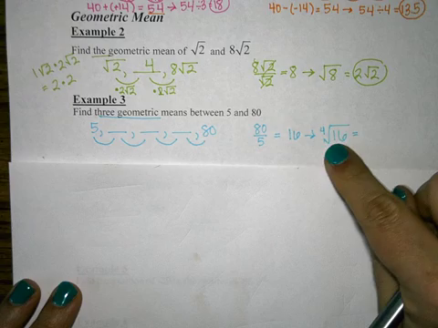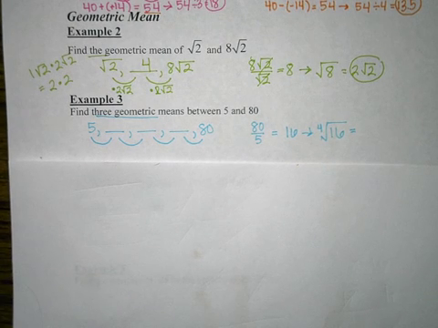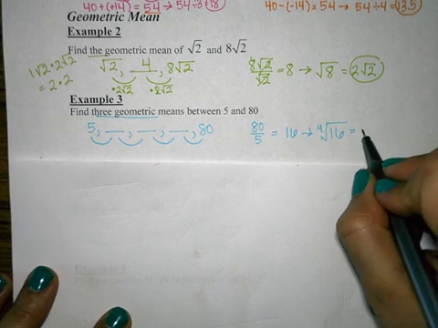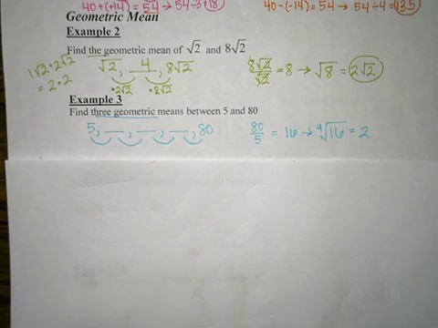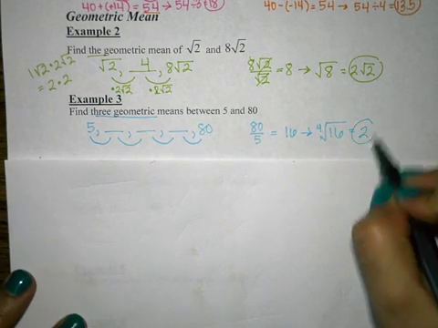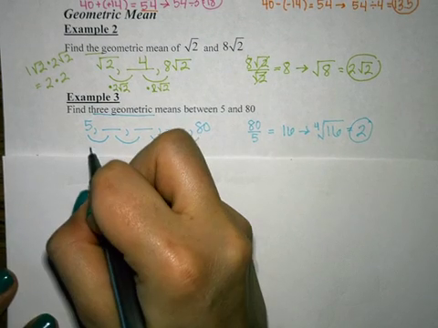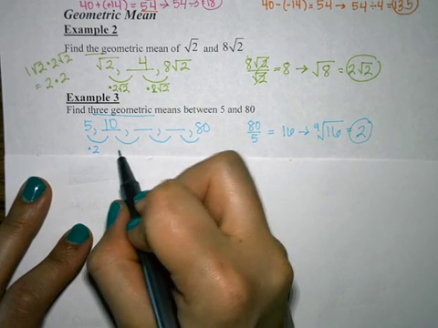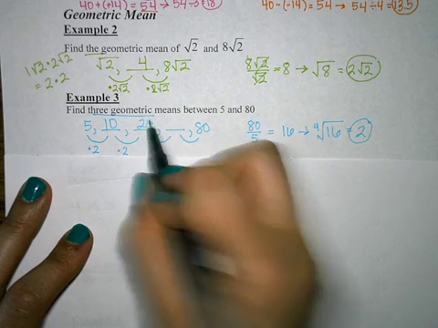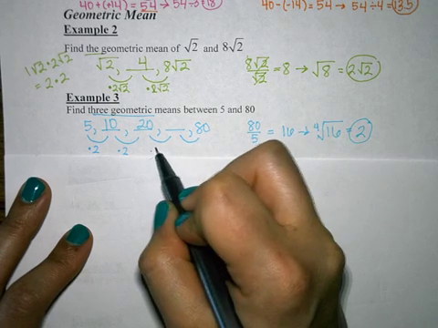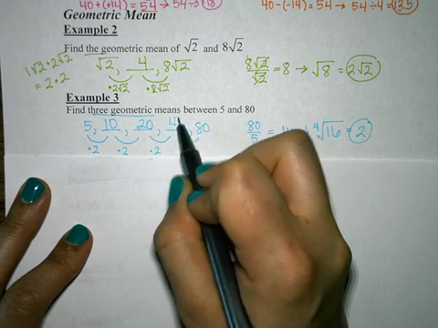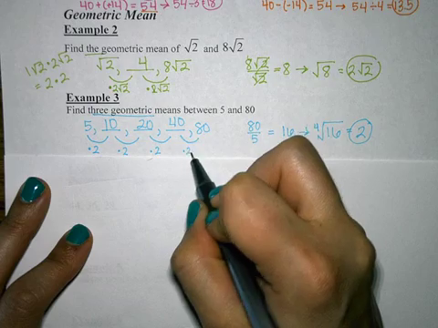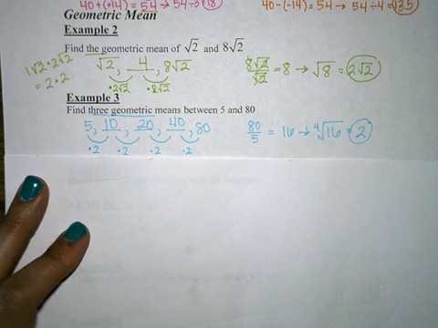4th root of 16, the number that breaks down into 16 4 times comes out to 2. So that's my R. 2 is the number I'm multiplying by each time. So 5 times 2 is going to give me 10. 10 times 2 is going to give me 20. 20 times 2 is going to give me 40. And just to check, 40 times 2 does end up giving me 80.